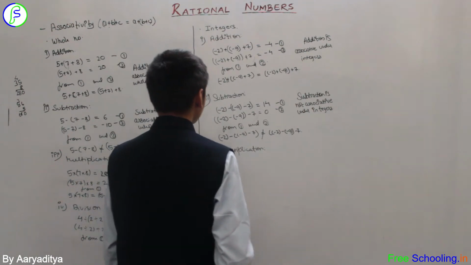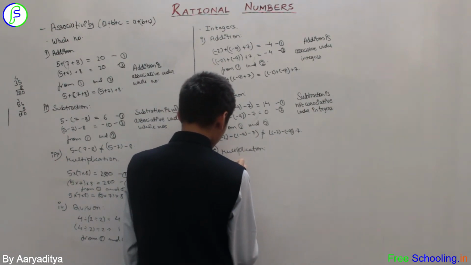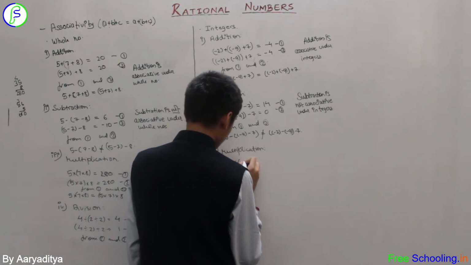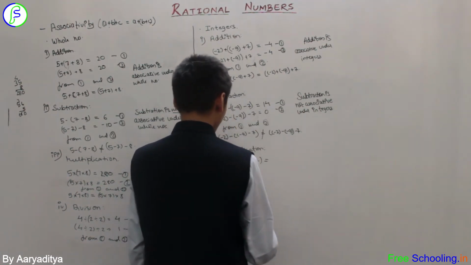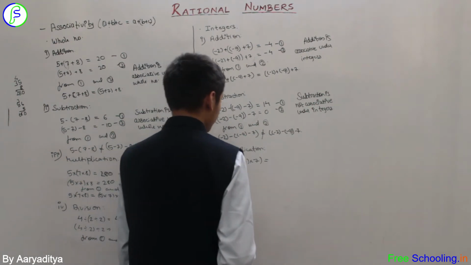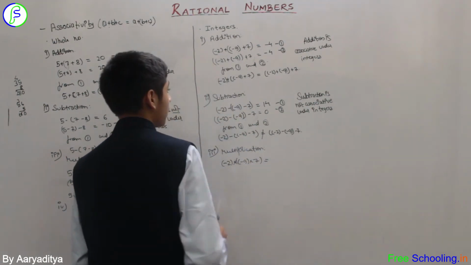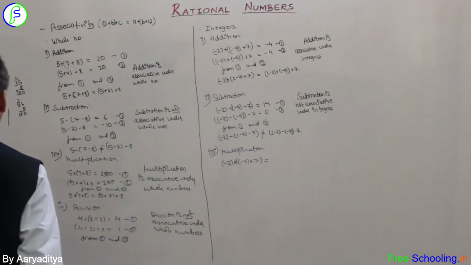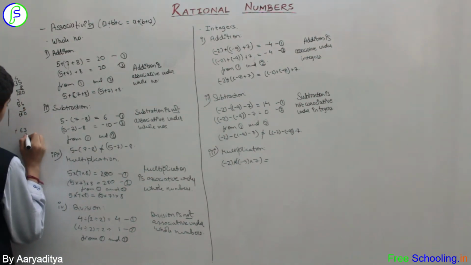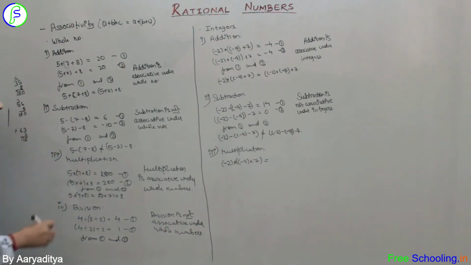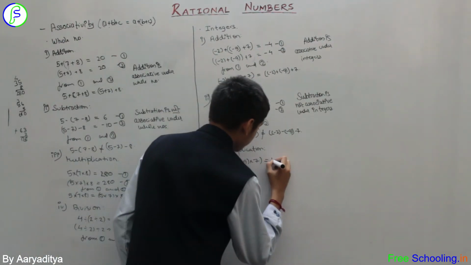Now for multiplication we will be taking the same examples again. So first we will be solving this one. Minus 9 into 7 we get minus 63, and minus 63 into minus 2. Let us do that in rough. Okay, so this will be minus 63 into minus 2, that will become plus 6, and we got 126. So the answer to this one will be 126.